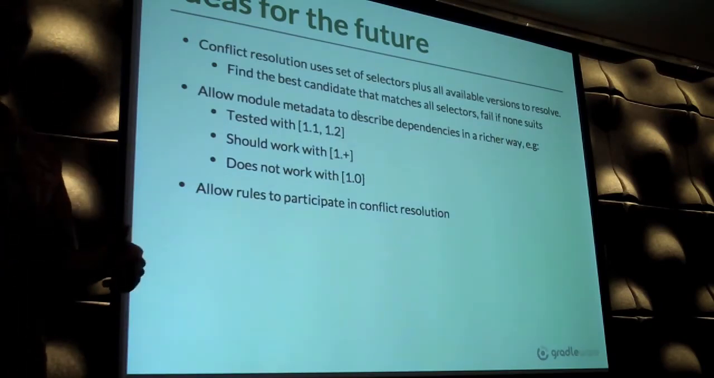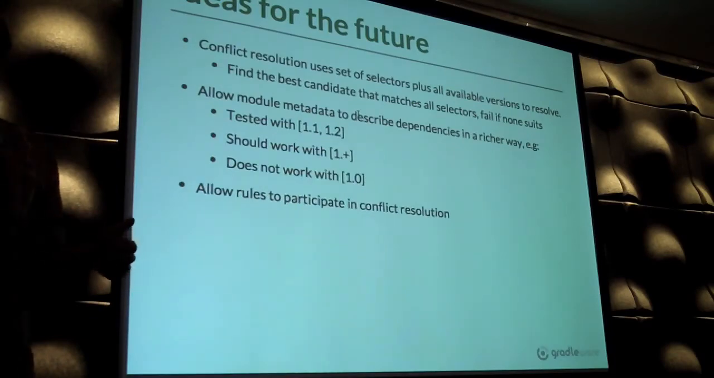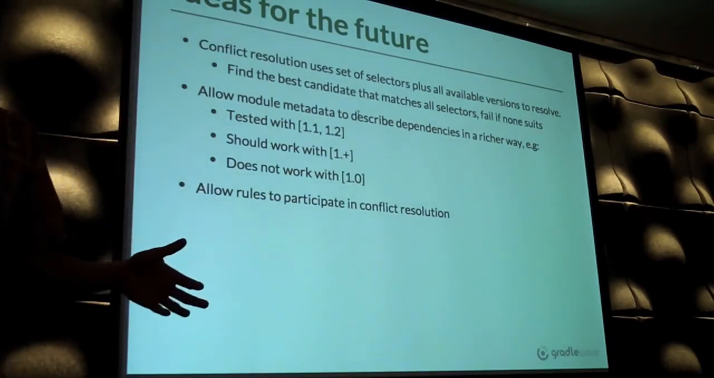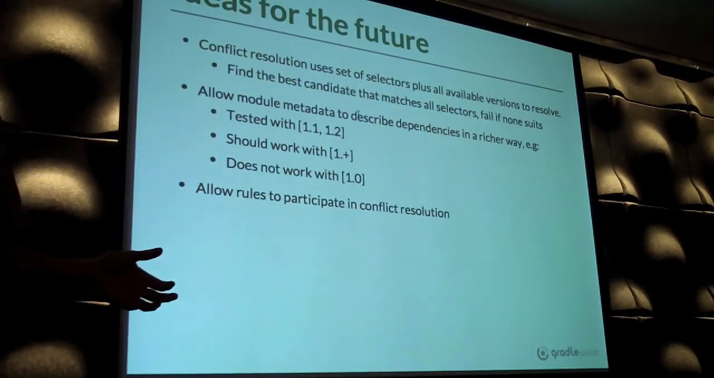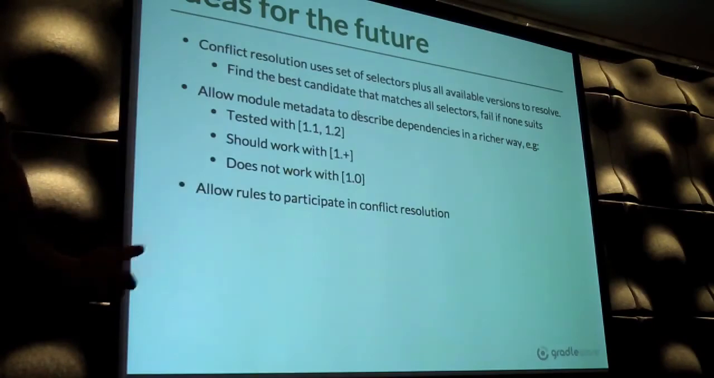So moving forward, where Gradle wants to go is a lot more metadata to allow dependency resolution and conflict resolution to be a lot smarter about these things. I think we were talking last night about how I want people to be able to vote on how good a thing is. There's lots of information that's being lost here with this really simplistic model for dependency resolution. And eventually we want to allow rules to participate in conflict resolution as well.